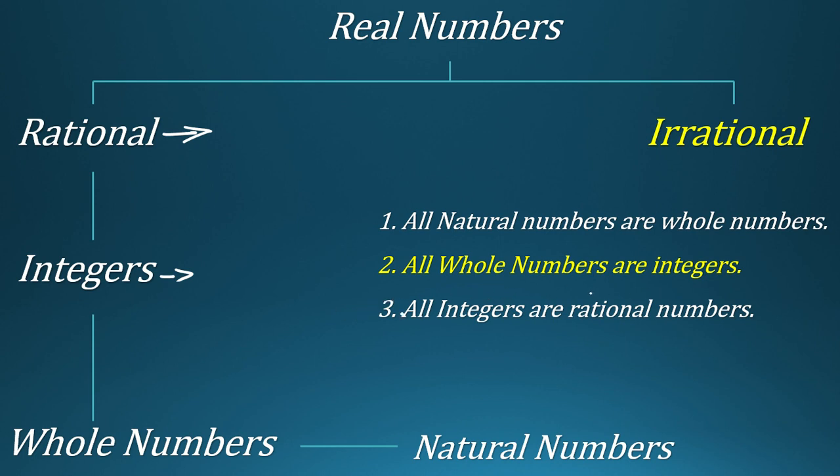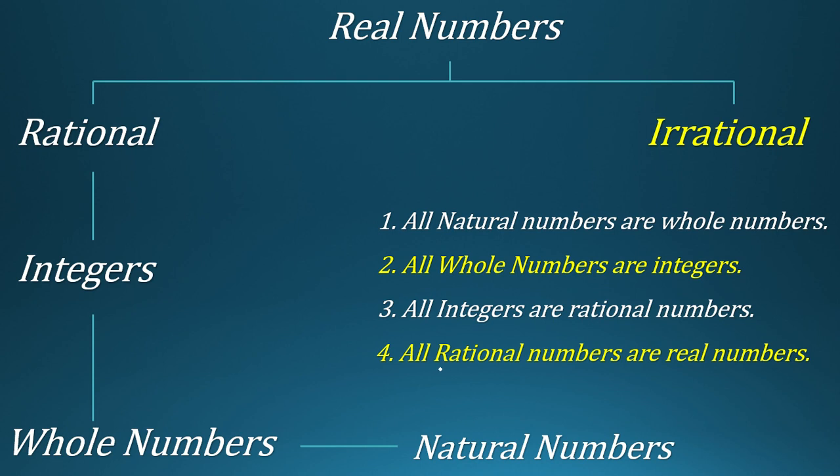Okay, so whatever integers you take, that will also be a rational number, but its converse will not be true. For example, if I take 5.4, it is a rational number, but 5.4 is not an integer. Okay, so its converse need not be true. Now, another statement is: all rational numbers are real numbers.